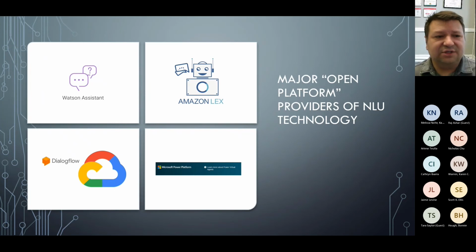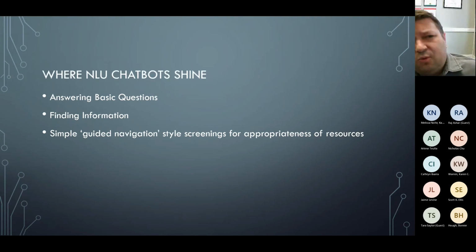IBM Watson also has a free tier. Amazon Lex has 12 months free, and then the cost after that is less than a penny per request, which is per statement by either the human or the bot. There's also Oracle Digital Assistant. That one's really expensive. It's like $4,000 per month. And then there's Microsoft Power Virtual Agents, which is about $200 a month. Where these systems really shine is with answering basic questions, helping people find information, and with simple guided navigation style screenings for appropriateness of resources.